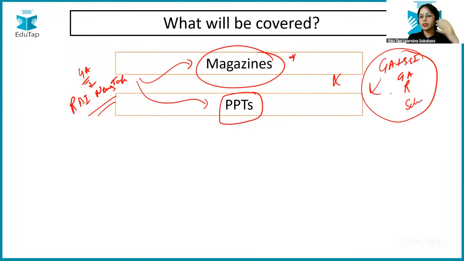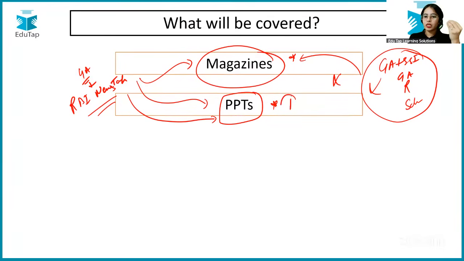You might not get the PPTs directly from the magazines. The things will be taught to you. But for the RBI NewsTap, because it is very technical in nature and many of the students are not able to understand the points, that's why I have prepared the PPTs. I have brought the PPTs.